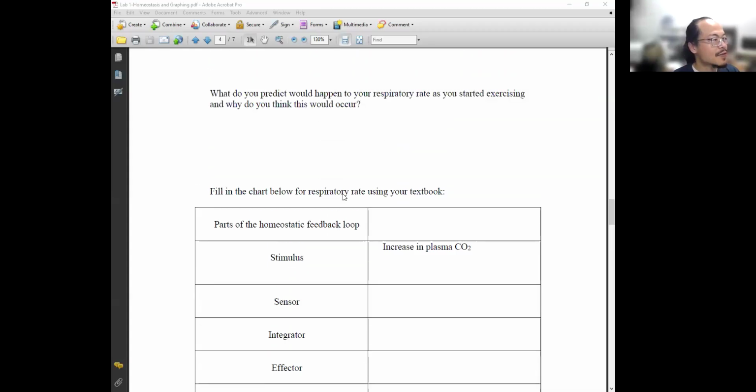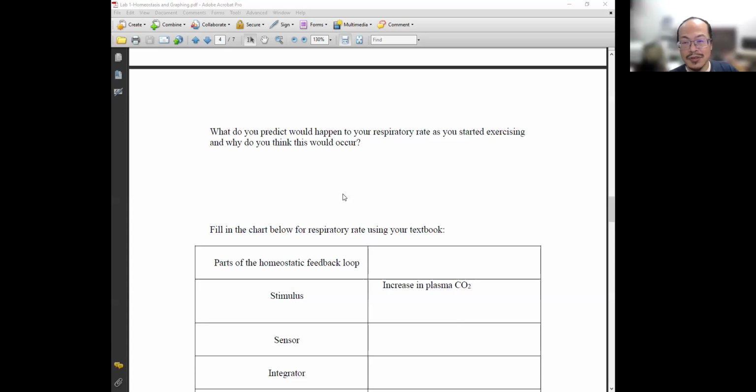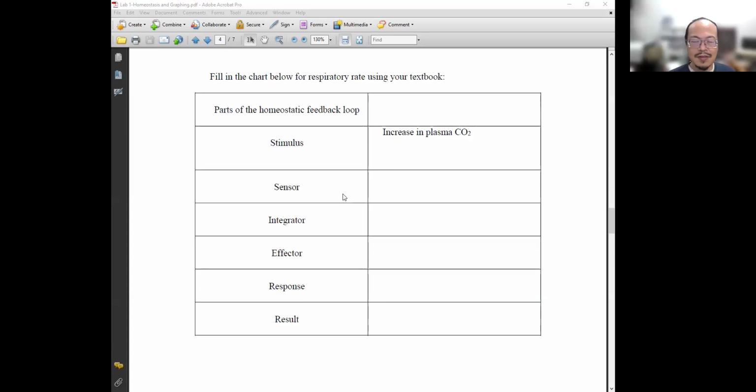Remember that in the very first lab, we talked about homeostasis. Here is the homeostasis. We talked about different homeostasis, but the one related to breathing is this one: increase in plasma CO2. We want to maintain the CO2 level low and the O2 level high, so we need to control our breathing to achieve that. Here we have the stimulus, sensor, integrator, effector.